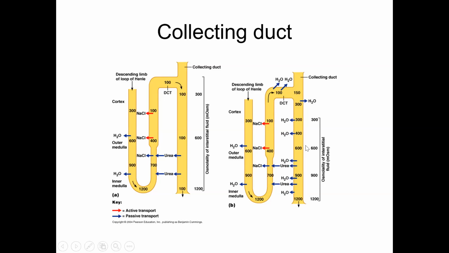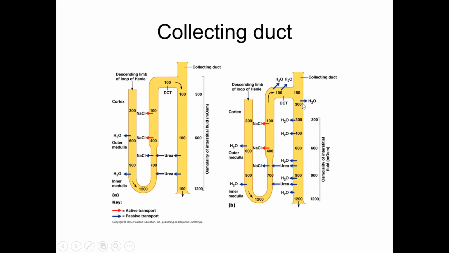Okay, so this is the importance of the loop of Henle for the juxtamedullary nephron, because this nephron function is going to create a concentration gradient here from 1200 all the way to 300 in the medulla. This will allow water to continue to move out from the collecting ducts.